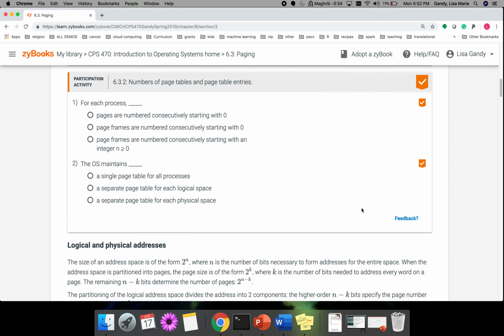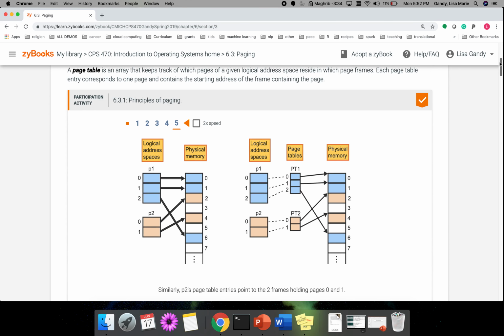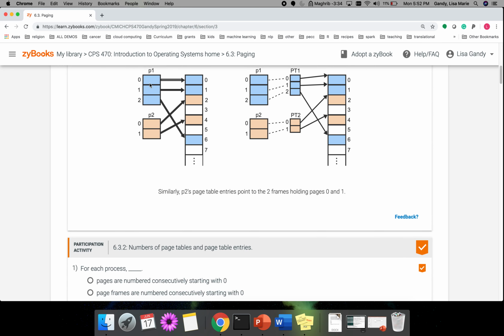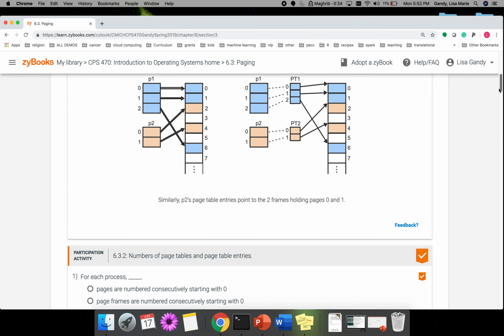So let's answer these questions. For each process, are pages numbered consecutively starting with 0? Frames are numbered consecutively starting with 0? Frames are numbered consecutively starting with an integer n greater than or equal to 0. Okay, so let's look up here. Pages are numbered consecutively within each process, and then the whole set of frames is numbered consecutively.